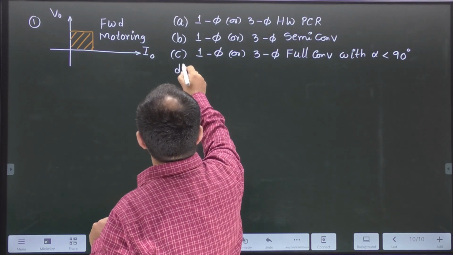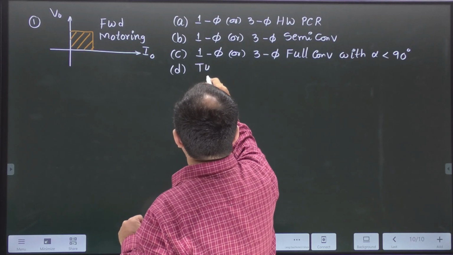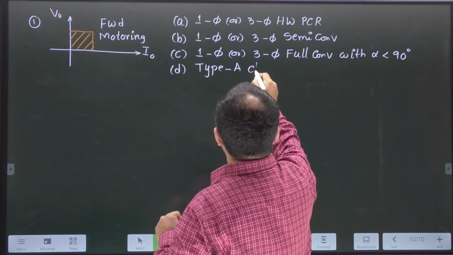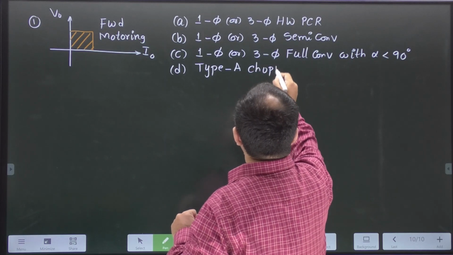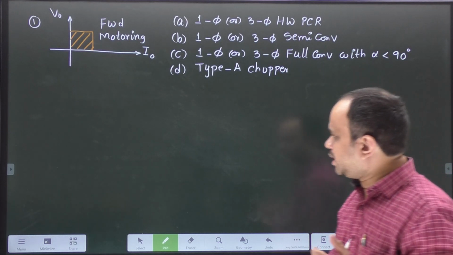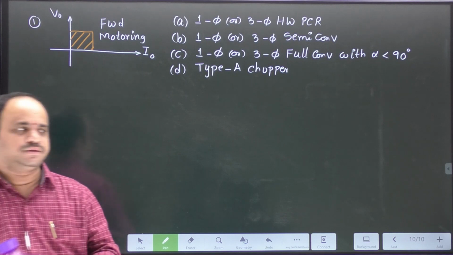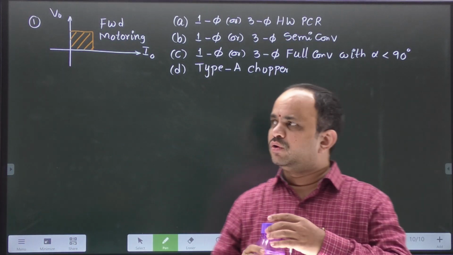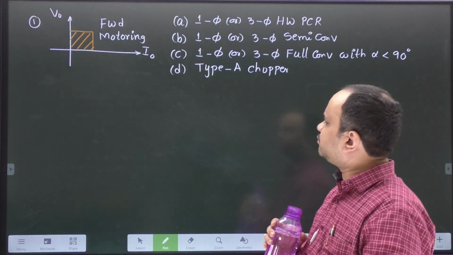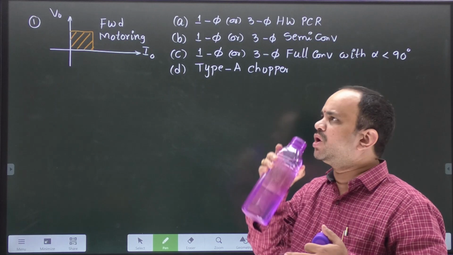And suppose if the source is DC supply, you can use type A chopper. So what is the circuit diagram for type A chopper? I will suggest you go through the choppers module, right? In that you can find types of choppers based on the quadrant of operation. In that you can see the circuit diagram of type A chopper and all.